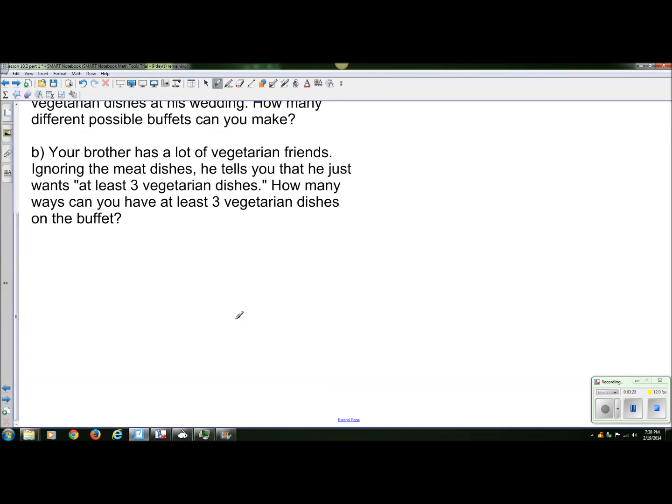So really the way to deal with this is, let's look at the number of ways that you could get 3 vegetarian dishes. Well, that's 5 choose 3. But then let's also look at the number of ways that you could choose 4 vegetarian dishes. That's 5 choose 4. And then let's look at, if you chose all 5, that's 5 choose 5. Well, 5 choose 3, we just did that with the book example. That's 10. And 5 choose 4.